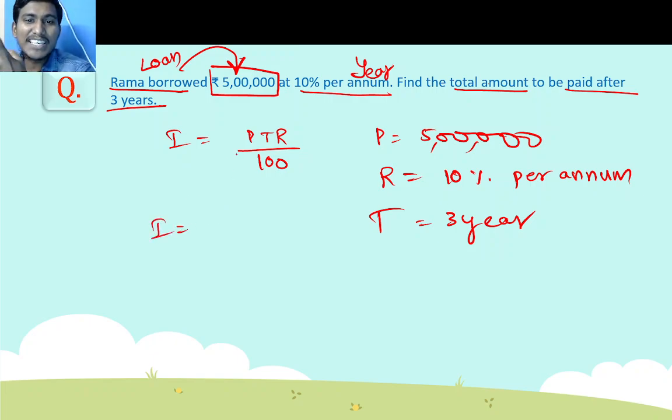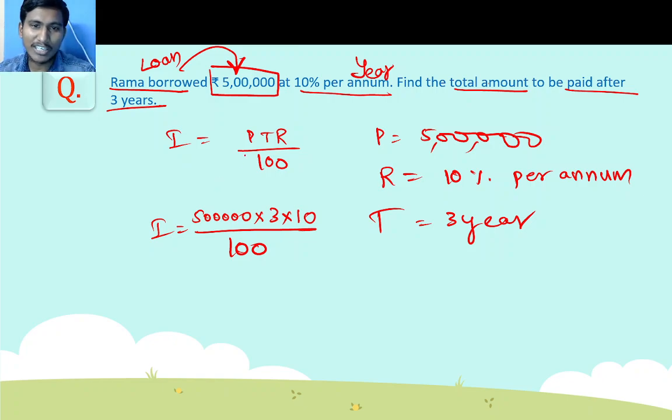Interest: P is how much? 5 lakh. You write 5 lakh here. 5 lakh into time, which is 3, into rate of interest R, which is 10, divided by 100. This is how you have to substitute all the values. P is 5 lakh, T is 3, R is 10. You just write in that place and now you calculate.